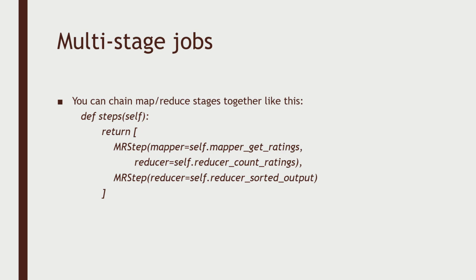So to actually define a second step in your job, you can do something like this. Here we have the original mapper get ratings and reducer count ratings functions. And then we can set up a second step that will actually send the output of that reducer into the input of this reducer after it's gone through shuffle and sort.